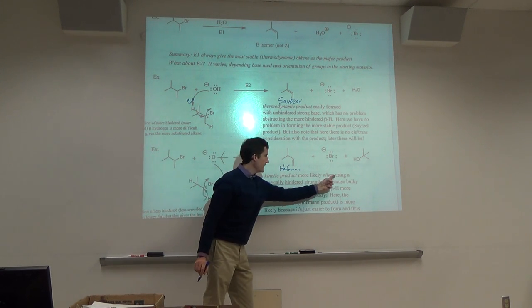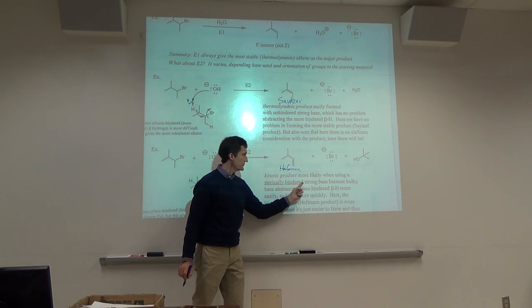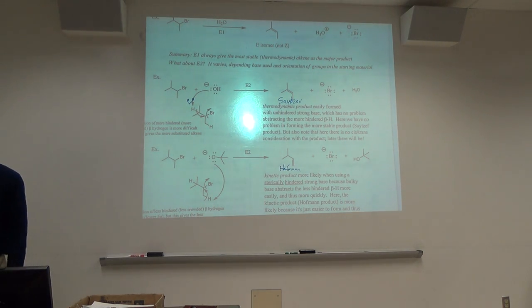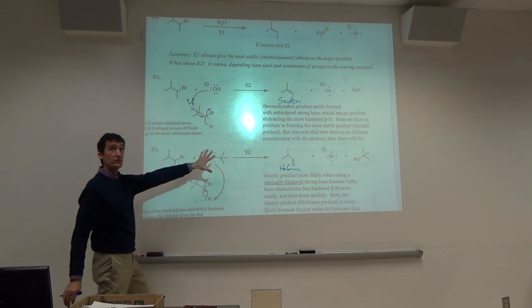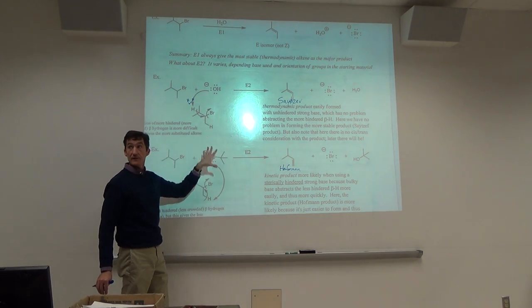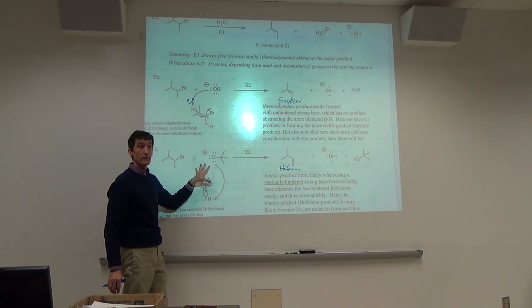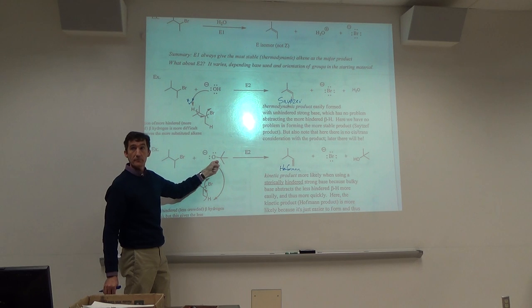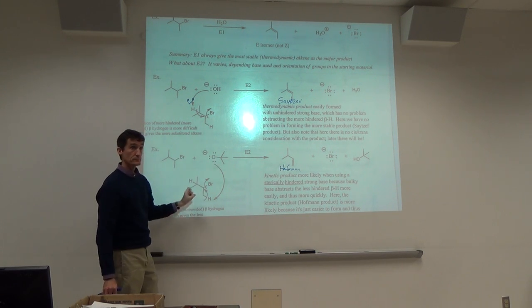This product is more likely when using a sterically hindered strong base. Remember, we're doing E2, and the base is involved in the rate determining step of an E2. So the characteristics of the base become important here.